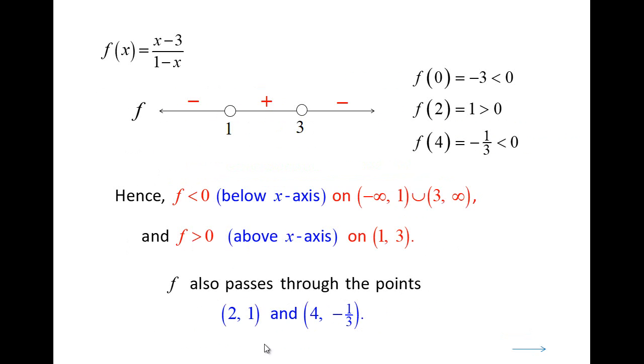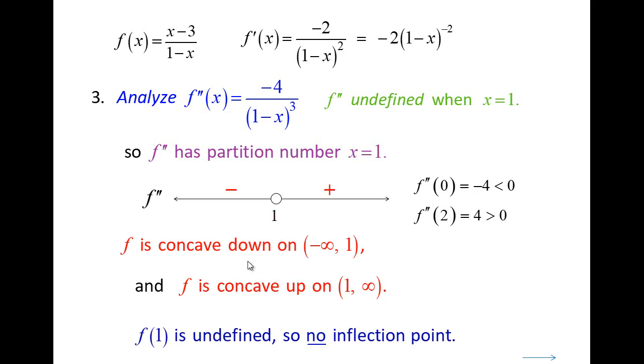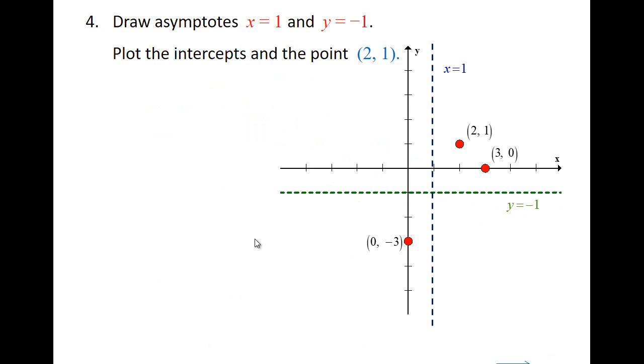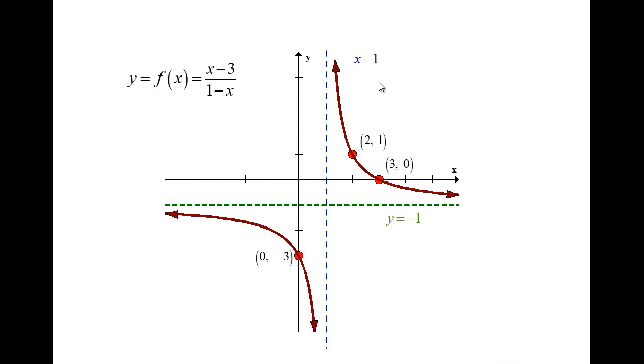So 2, 1 is just one of the points that I obtained here that we are sketching. It is an additional point that we are sketching here. Okay, so we plotted this. Now we need to draw the curve.